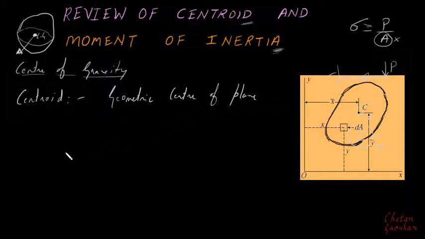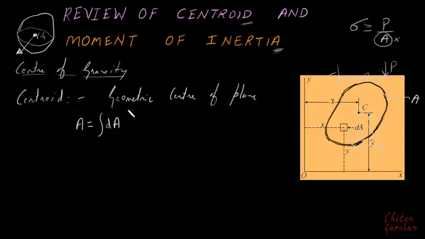Fine. Now what I will do is, here I will consider a small area dA of this entire area A. If this is the entire area A, then I will consider a small area dA on this entire area, which is at a distance of x from the y axis and a distance of y from the x axis. Then the total area can be calculated from this small area just by, as we all know, integrating it.